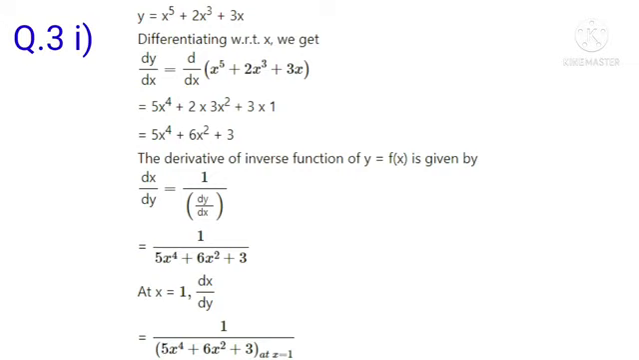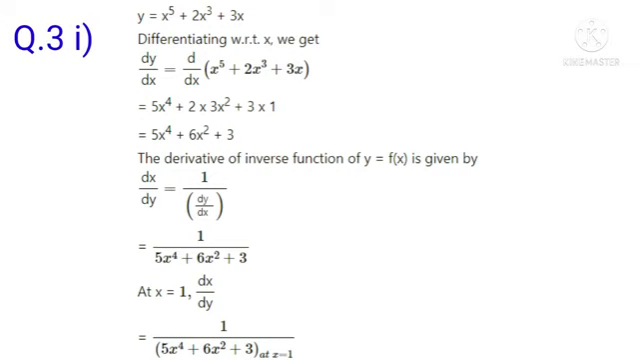First, y is equal to x raised to 5 plus 2x cube plus 3x at x is equal to 1. We have to find the derivative of this function at x is equal to 1. So first you write y is equal to x raised to 5 plus 2x cube plus 3x. Differentiate with respect to x, we get dy by dx is equal to d by dx of x raised to 5 plus 2x cube plus 3x.